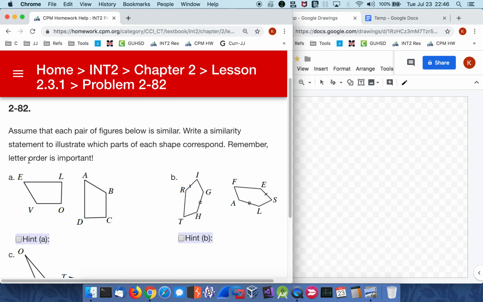Remember, letter order is important. So what they mean by that is we could say ELOV, right? Or, cute, LOVE, right? Love. There you go. That's cute.